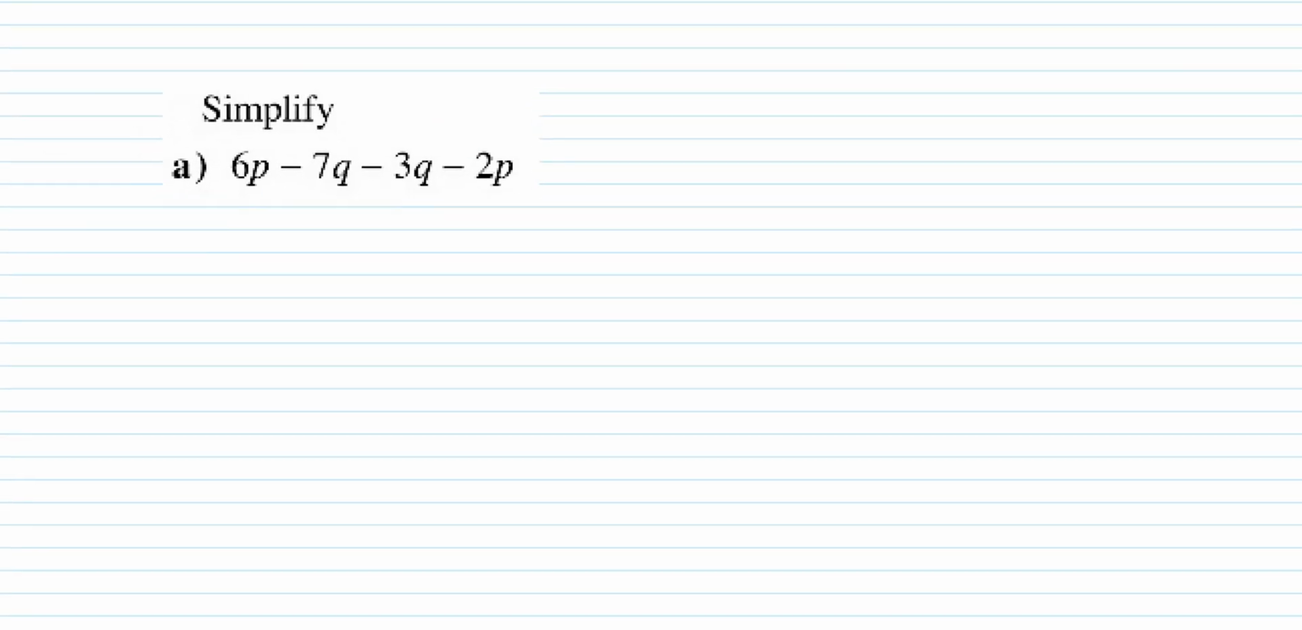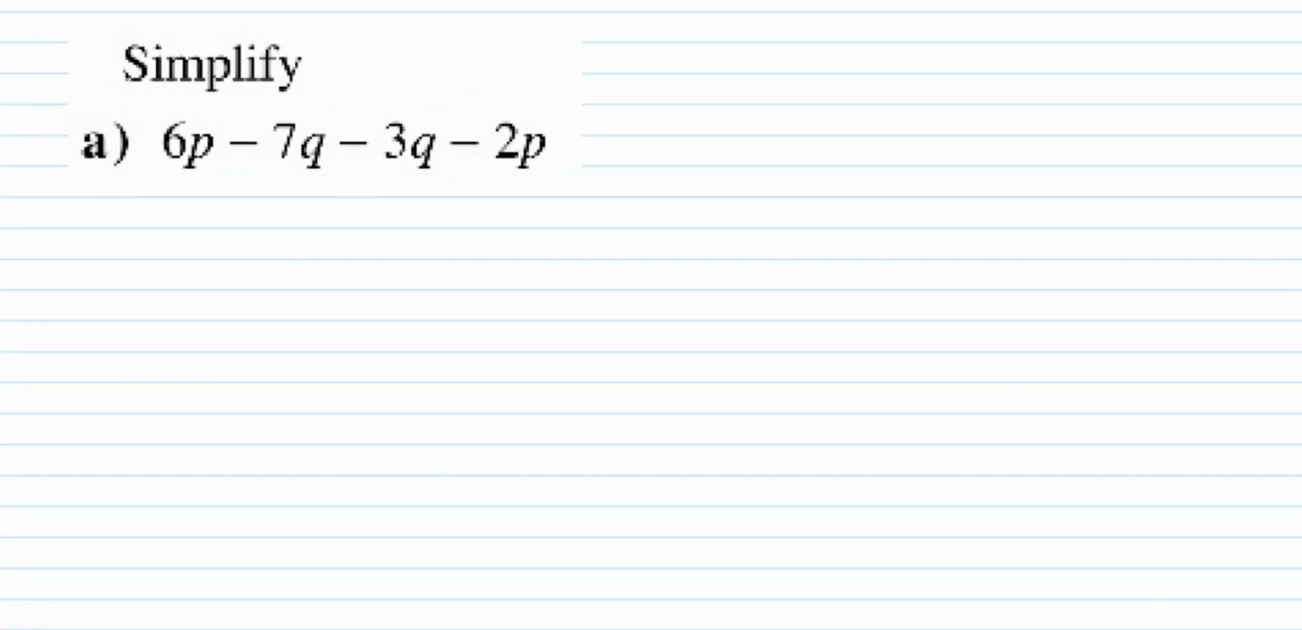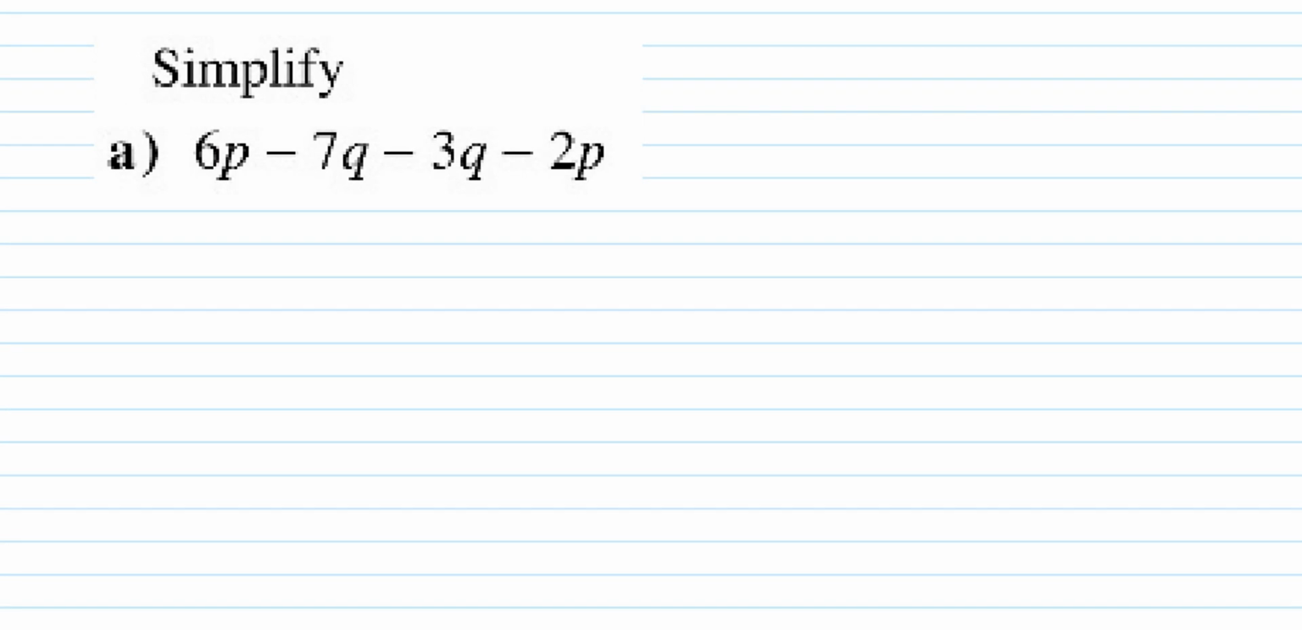Okay, so move on to question number 13 here. We need to simplify here. Not bad. Here we get into a few more arithmetic operations. I have a 6p here and I have a negative 2p. So let's combine those terms there. 6p minus 2p is going to be 4p. Okay, and then I have a negative 7q and a negative 3q. So negative 7 minus 3 is going to be negative 10q. And that right there is a binomial because there's two terms.